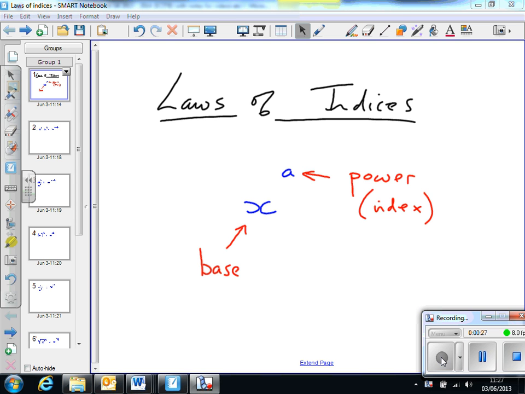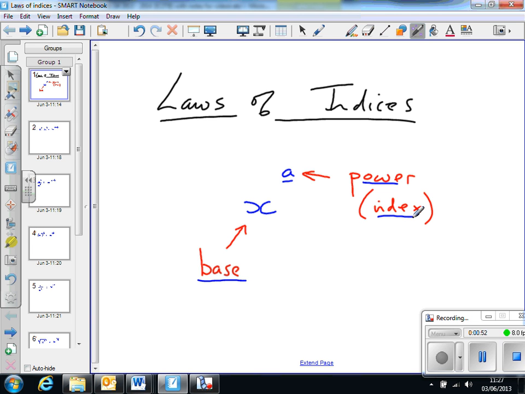Well, these laws of indices are to do with powers in numbers, the power or the index. So any number, x in this example, can be raised to a power. So x squared, x cubed. So here in general we've got x to the a. We call x the base in this case, and a the power or the index.